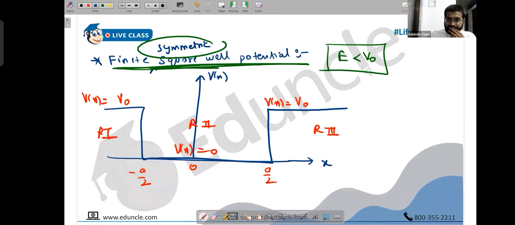Here E is less than V0. What do you mean? That's the given wave function. The energy of the wave function, that's less than V0. Energy of the particle, that's less than V0. Okay, done. Next.